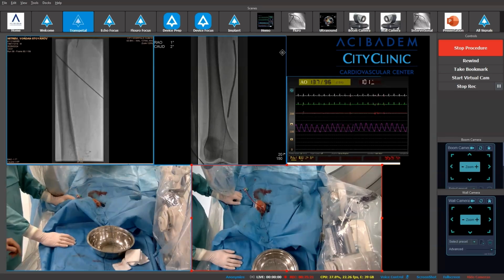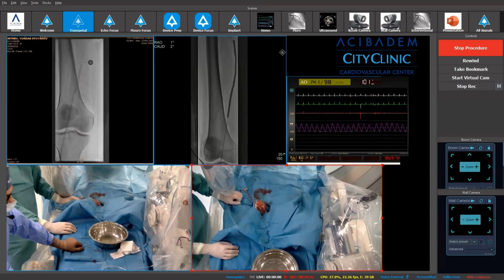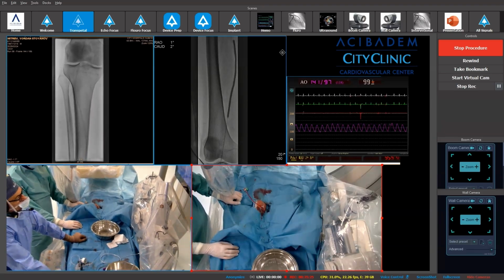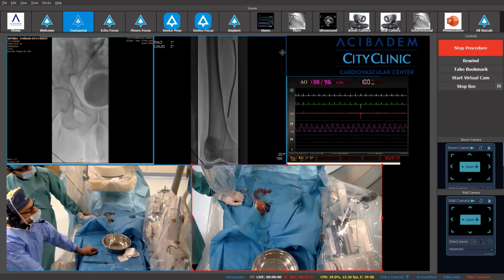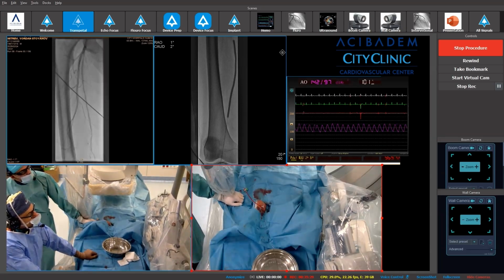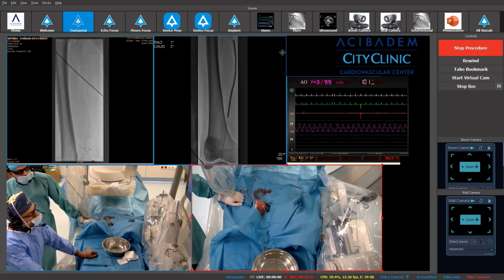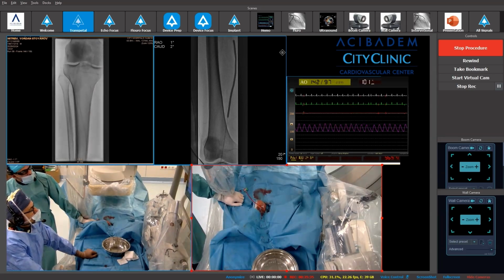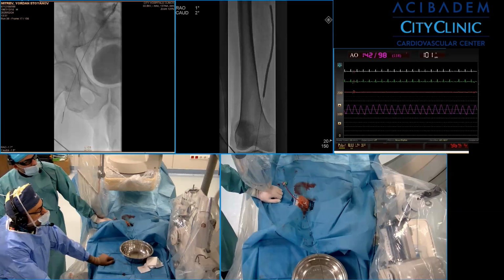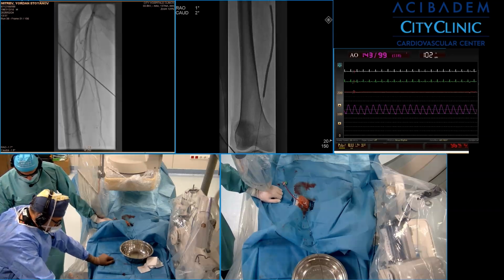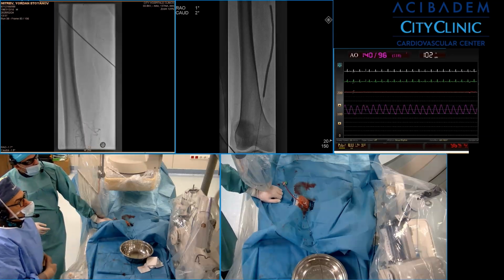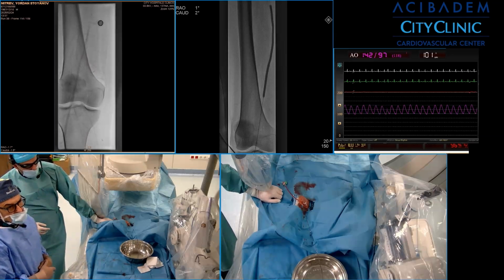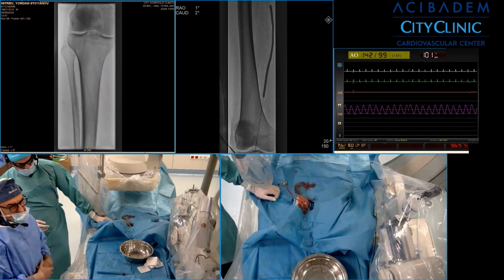How many minutes? For 2 minutes. I prefer long inflation in order to be sure that there is a full elution of the drug over the intima. And we are at 1 minute and 12 seconds now. So waiting a little more. Too long, really, absolutely right, yeah.